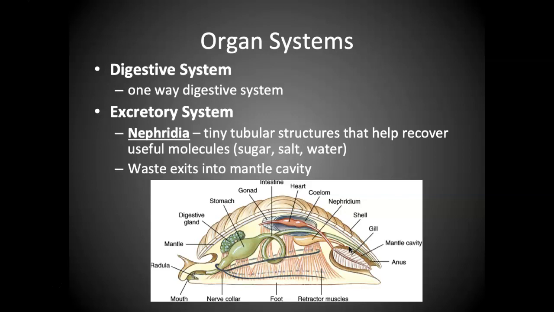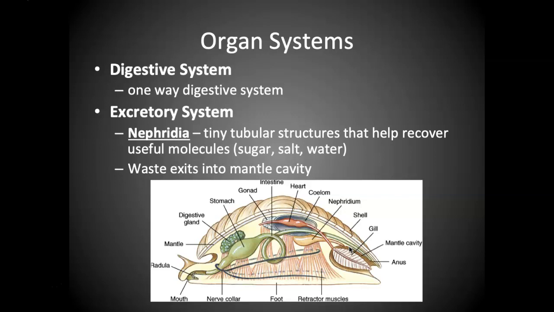And so, in order to help recover whatever nutrients they can from the food that they eat before it gets excreted as waste, they have what are known as nephridia, or tiny little tube-like structures that are there to help recover those molecules that they need. So, for instance, sugars, we know that every animal needs some type of food source, and usually that's going to give them their glucose. They need salts in order to maintain homeostasis, and then also water as well, because we know all life needs some form of water.